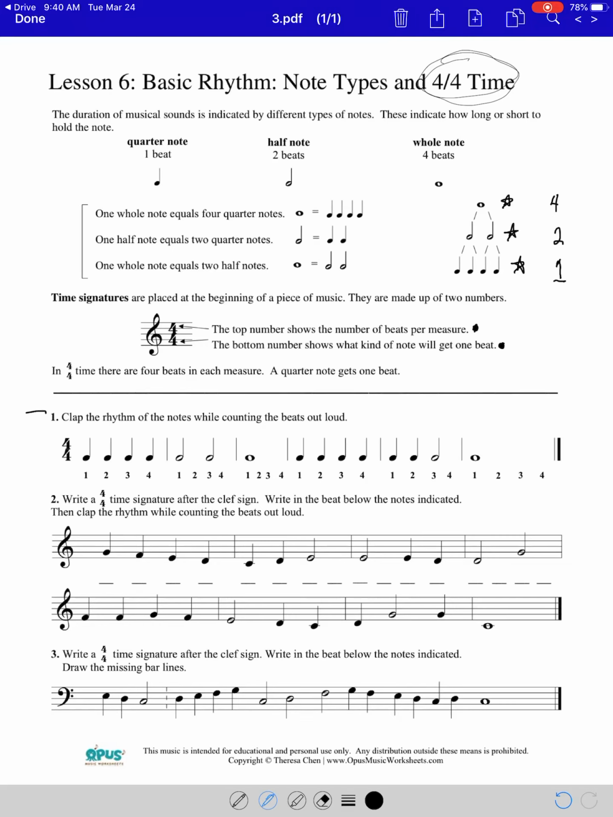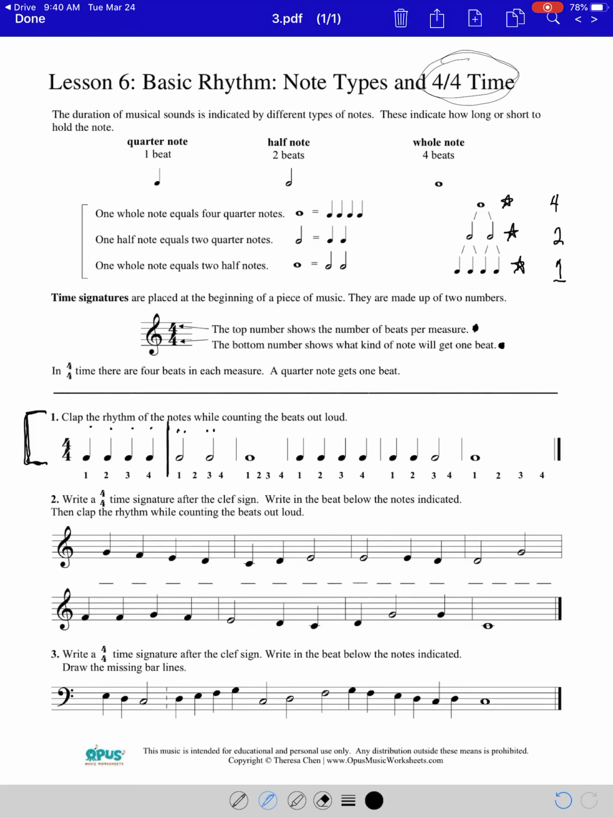So looking here at number one, we can see that each measure has 4 beats, right? So 1, 2, 3, 4. And then after 4 beats happen, I get these measure lines, okay? And those measure lines divide it and say, okay, now I'm starting a new measure. And in this new measure, I have a half note, so that is 1, 2, and then I have another half note, which is 3, 4.